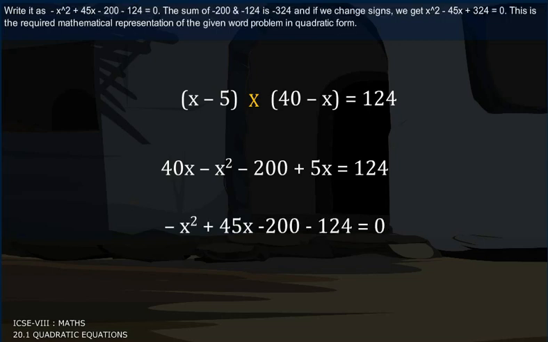Write it as minus x square plus 45x minus 200 minus 124 is equal to 0. The sum of minus 200 and minus 124 is minus 324. And if we change the signs, we get x square minus 45x plus 324 is equal to 0. This is the required mathematical representation of the given word problem in quadratic form.